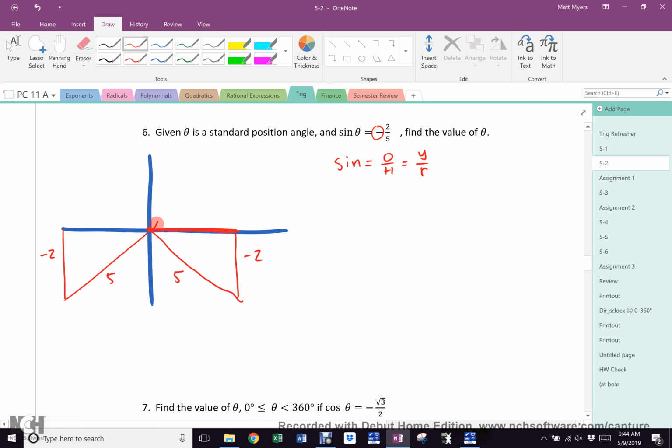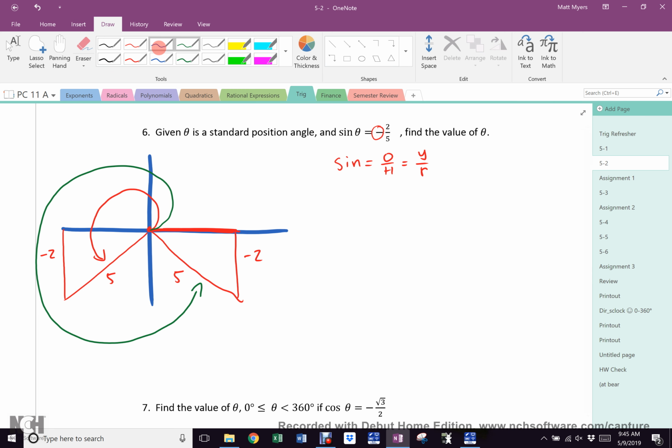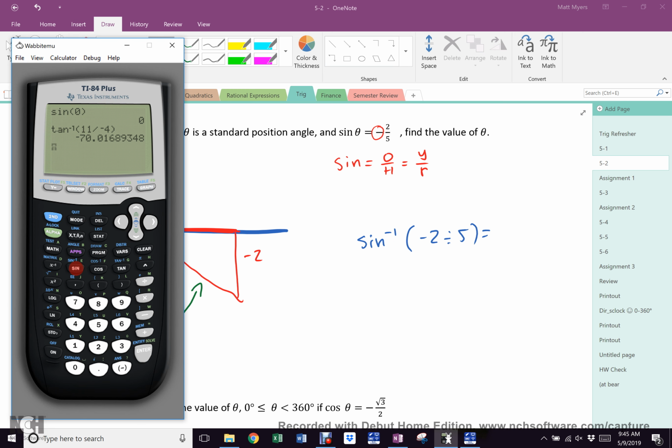Because it could be this theta, or it could be green theta. When I punch into my calculator, though, what's going to happen? Let's see. I need an angle, yes? So is it sine or shift sine? Shift sine. Shift sine bracket -2 divided by 5 equals. Now let's go to our calculator and see what happens. Shift sine -2 divided by 5. Everyone agrees? Equals 23.57. So 24, yes?